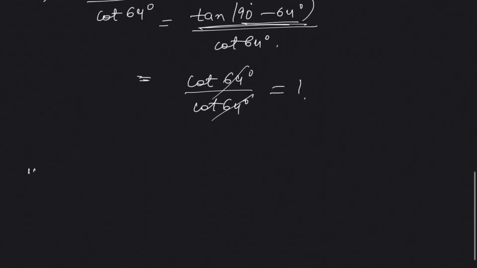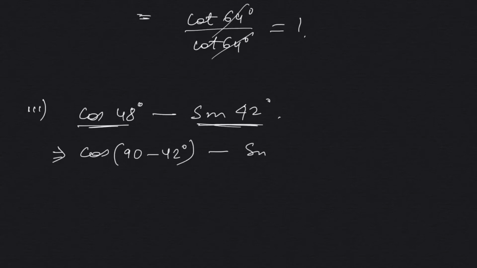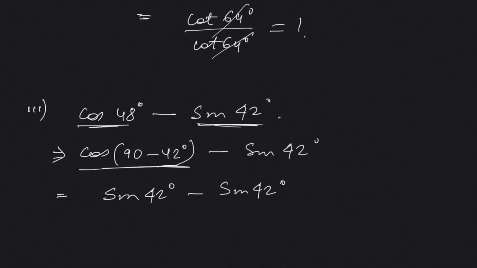The third one, cos 48 degrees minus sine 42 degrees. I bet the answer for this will be 0 or something. We don't know, we'll have to see. So now let's substitute this and keep this sine 42 as it is. So this will be cos (90 minus 42) degrees minus sine 42 degrees. So this one will be sine 42 degrees minus sine 42 degrees. So the answer is 0.